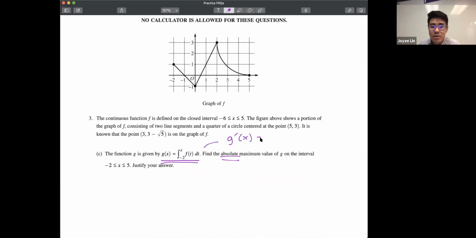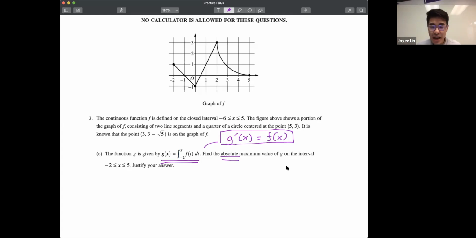G prime of x is equal to f of x. If we take the derivative of both sides, we know that the derivative of g is just going to equal f. And on so many of the FRQs that I've seen, they literally just give you a point for writing that, even if you don't know how to do anything else. So write g prime of x is equal to f of x.